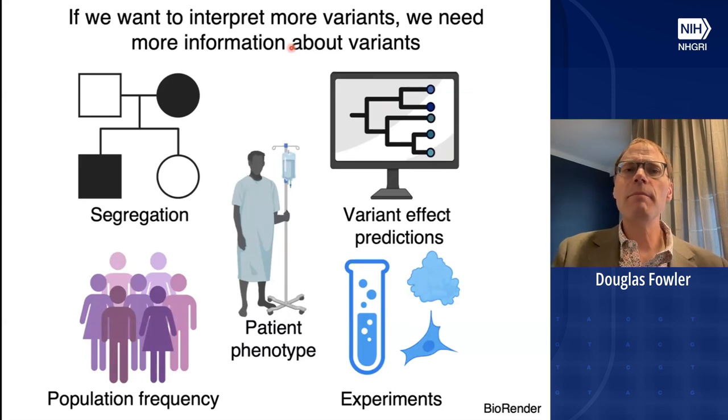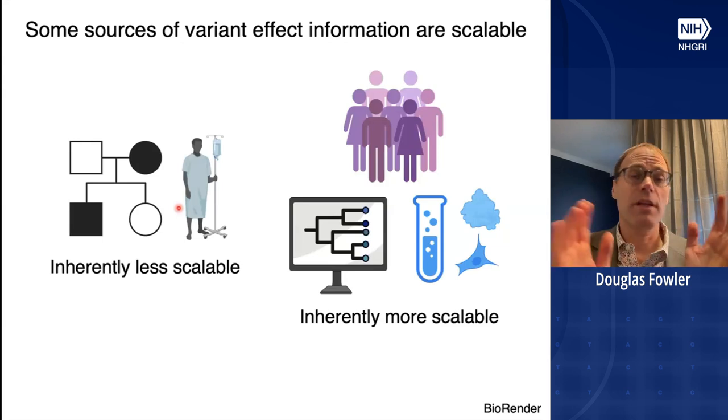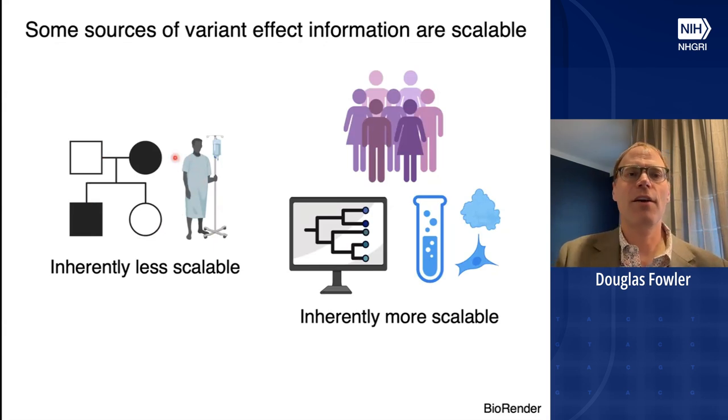And I'm going to make one simplifying statement here, which is not completely true, but it's partially true: that quantifying segregation of a variant into a pedigree and getting patient phenotype data are inherently less scalable types of information. I talked about some of the reasons why analysis of large pedigrees can be costly, and there are additional problems with it. And on the patient phenotype side, we'll talk a little bit about how that's improving with biobanks, but it's a really hard problem. So I think these are inherently less scalable types of information, though lots of smart people are working on them, and they could come and give other talks about how they're trying to scale up these types of information.